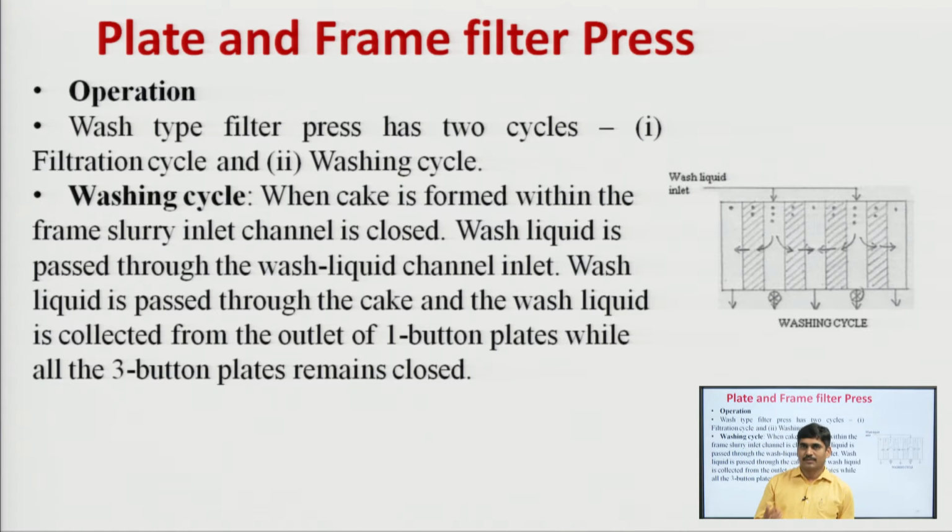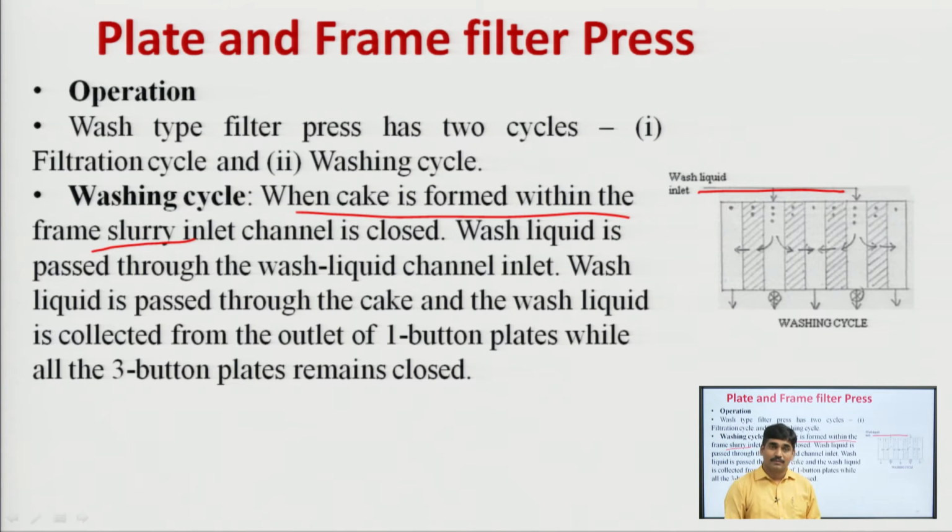Now, washing cycle. The second cycle is washing cycle. In washing cycle, what happens when the cake is formed within the frame, the slurry inlet channel is closed, okay, and wash liquid inlet is opened up. Through this wash liquid inlet, the liquid is passed. This wash liquid inlet, the liquid is entered into the plate. Which plate? 3 button plate. Okay.